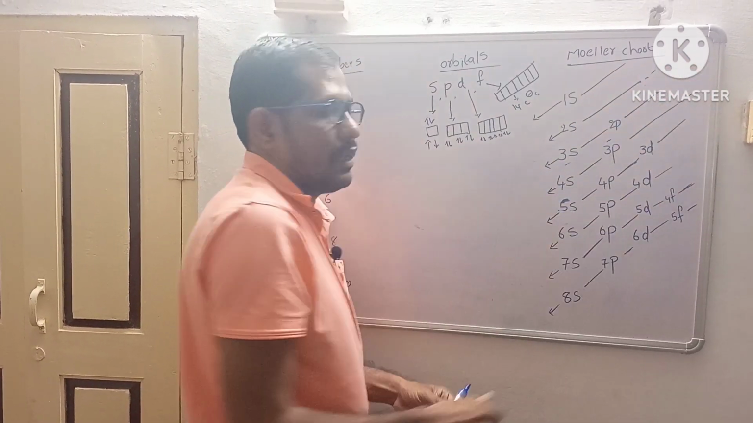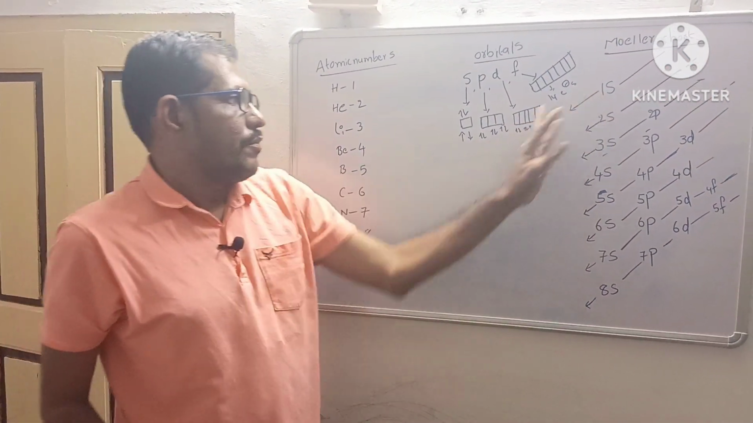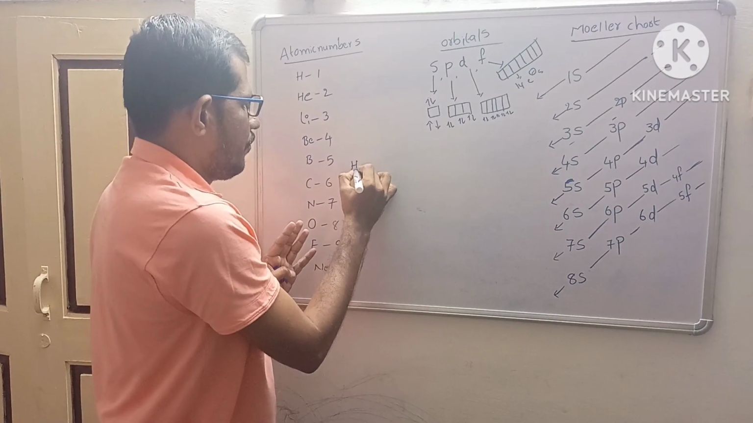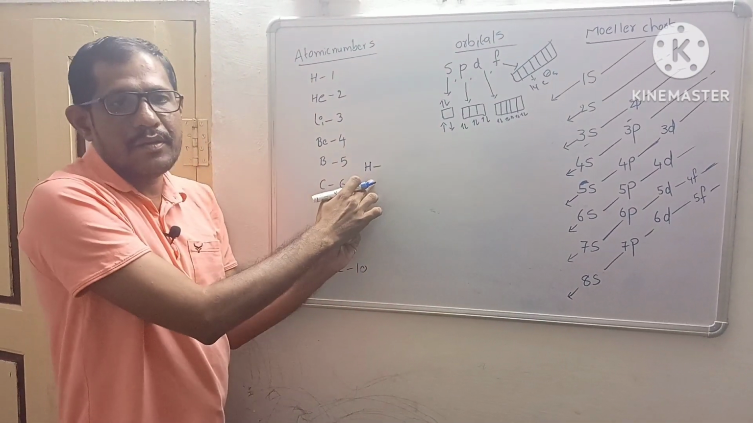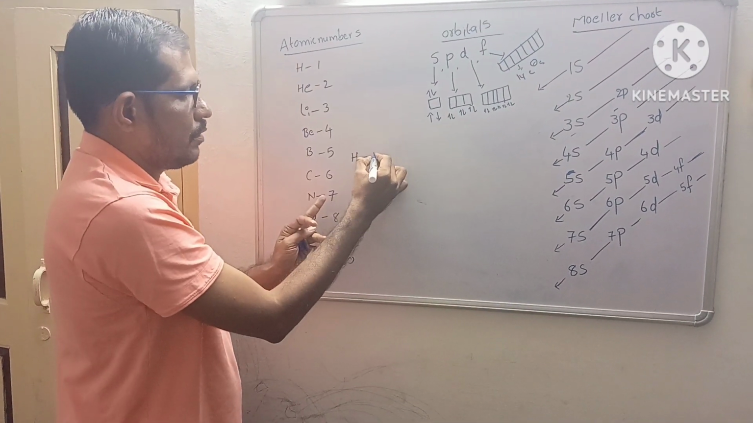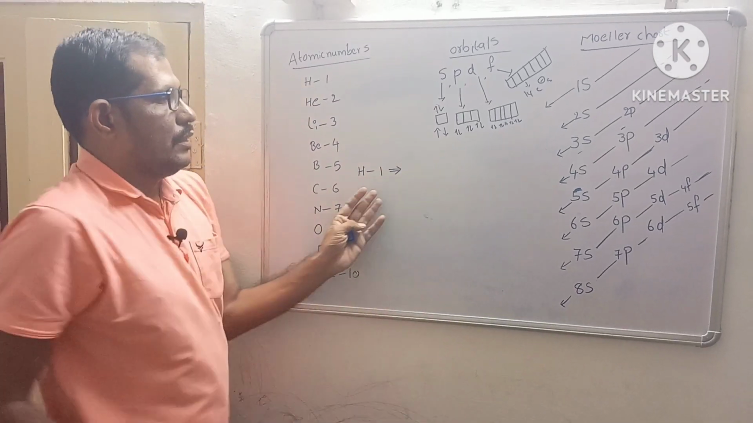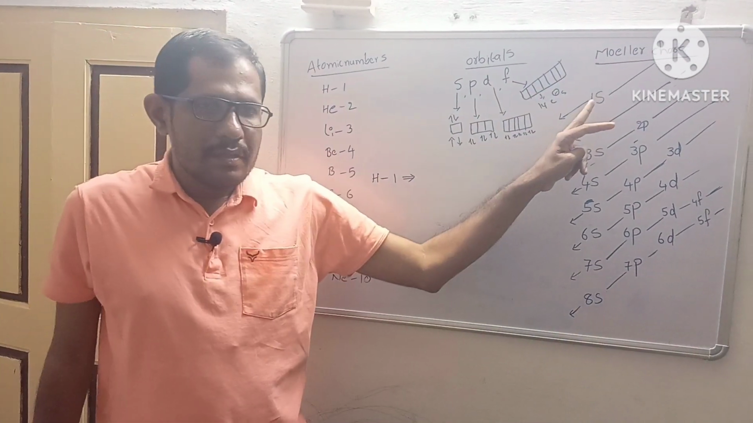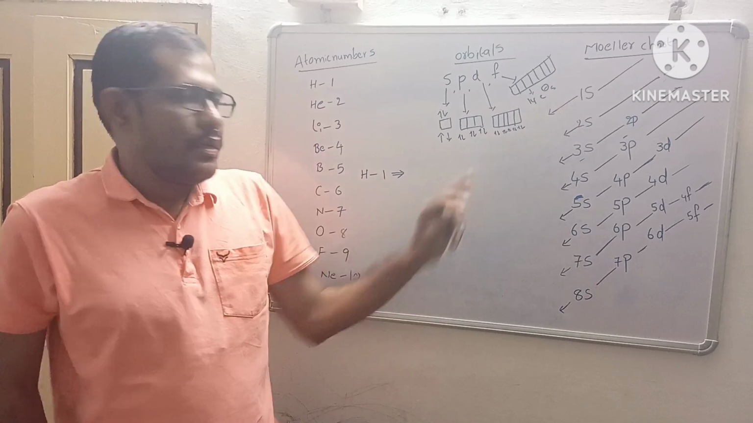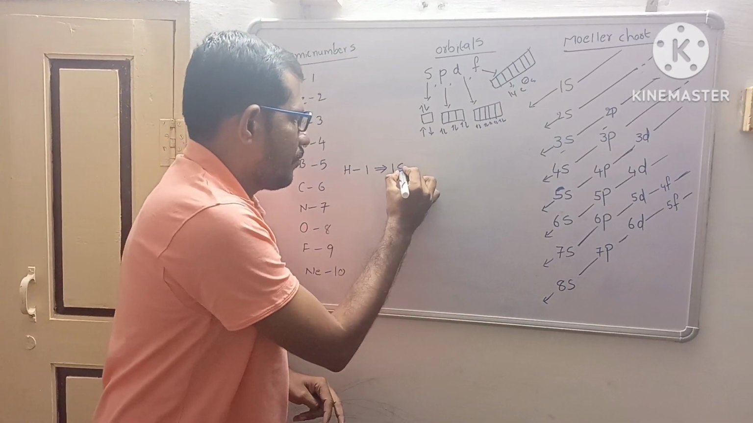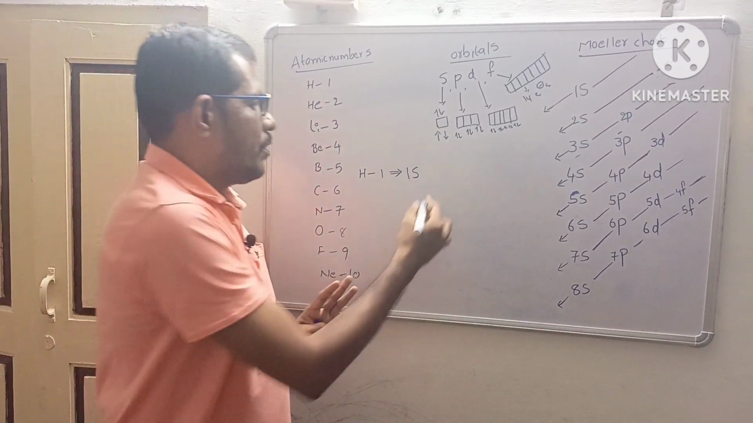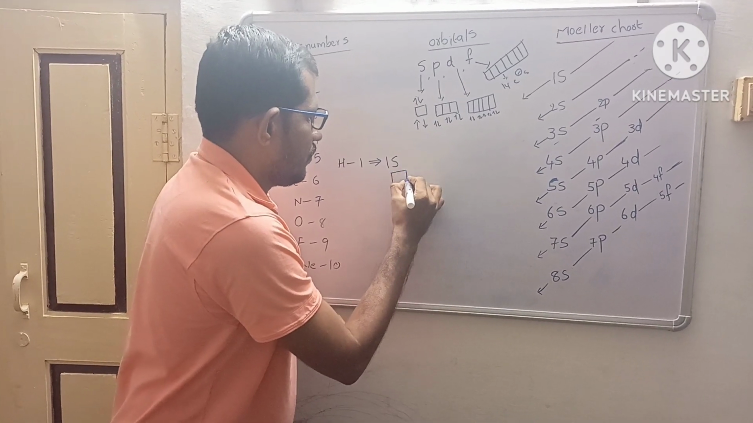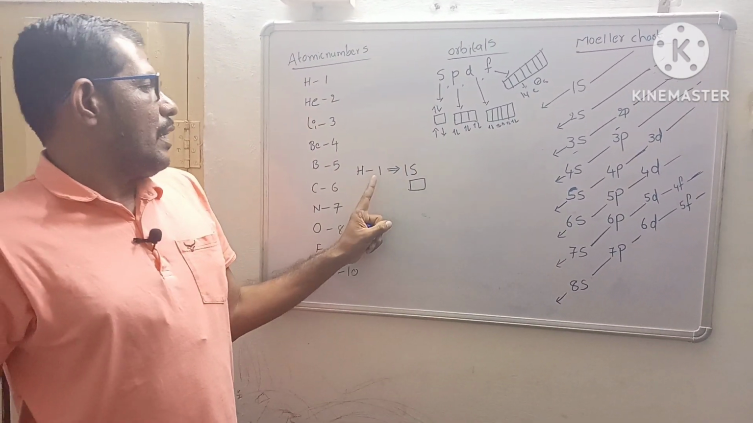Right now I am starting the electronic configuration from the element. First, I will write the atomic number. So first I am writing the element hydrogen. What is the atomic number of hydrogen? 1. Okay, fine. Then go to the Euler chart. First, what we need to write? First, you need to write 1s. How many boxes? So, 1 box.